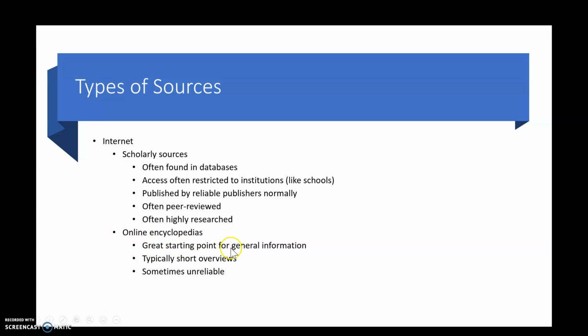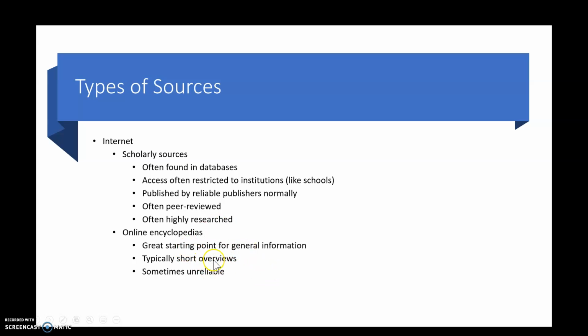Online encyclopedias, these are things like Wikipedia. They're a great starting point for general information. I know it's not exactly popular to be okay with Wikipedia, but if you're looking for a general overview, Wikipedia is really good. And it tends to be updated by people who care about the topic, and it tends to be really well sourced.